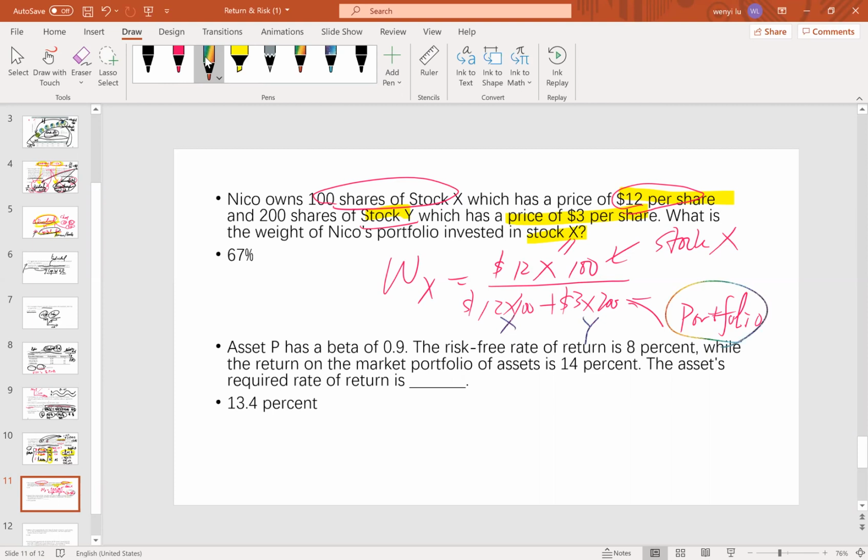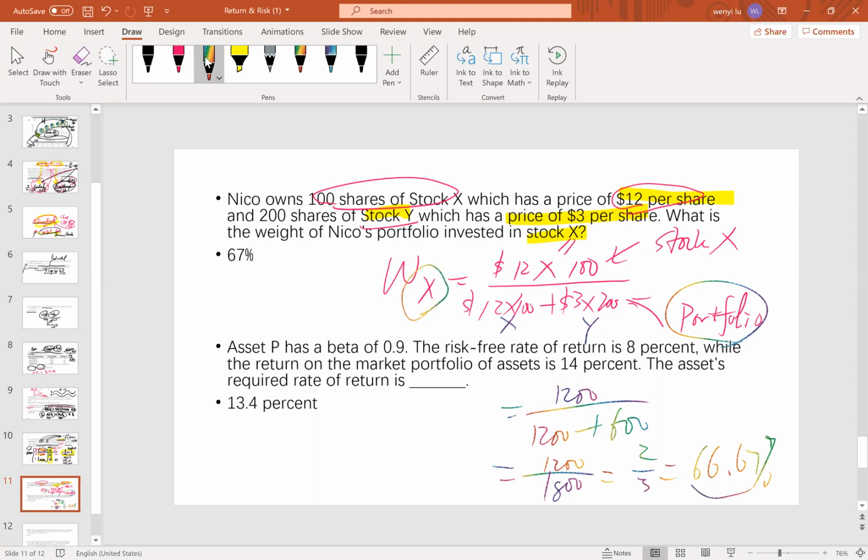So let's do the calculations. 12 times 100 is 1200. So 1200 plus 600, so we have 1200 over 1800, which equals 2 over 3, or 66.67%. That's the weight of X stock in the portfolio. The remaining percentage, 33.33%, is in Y stock.